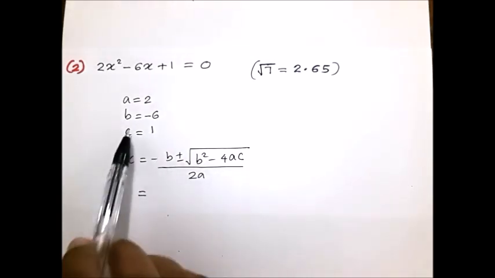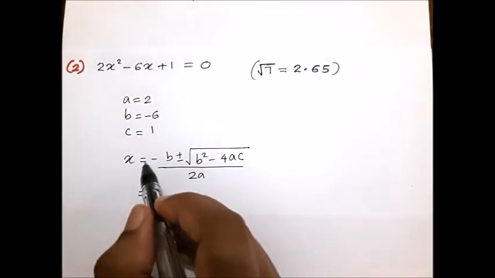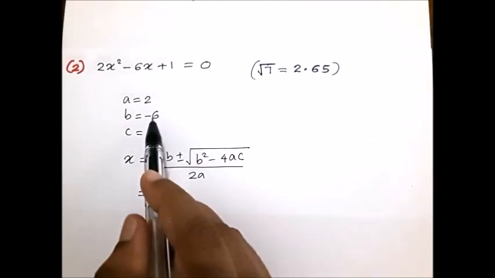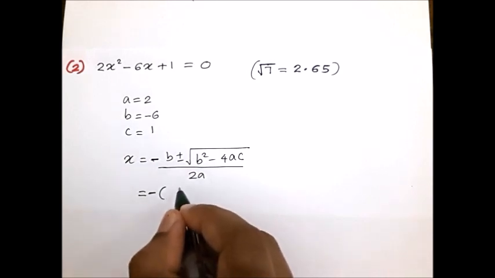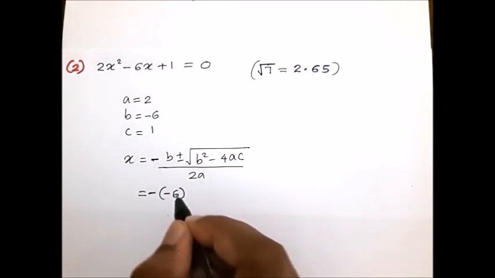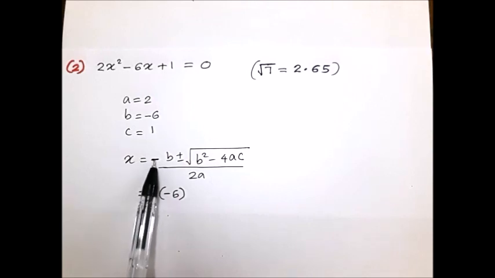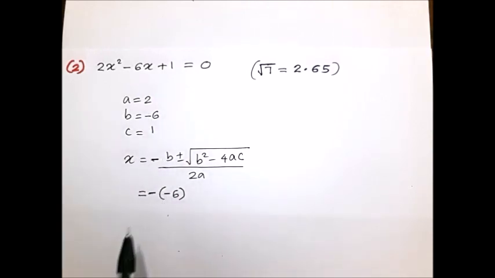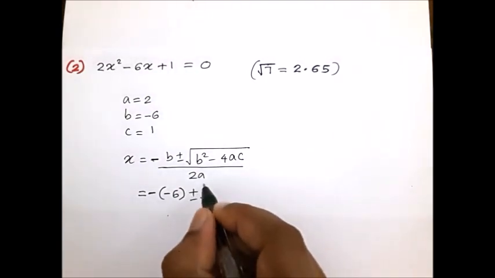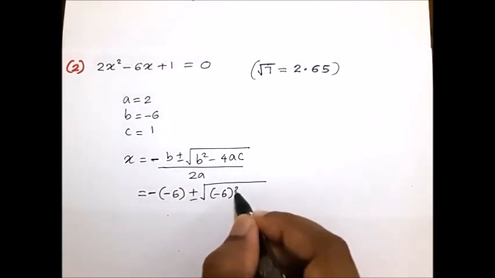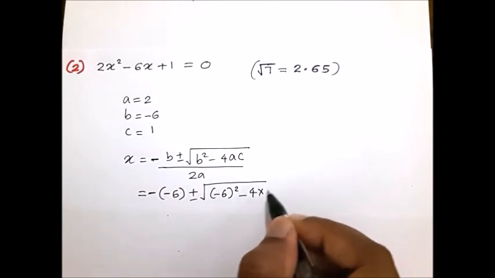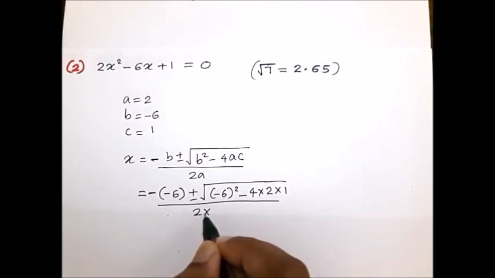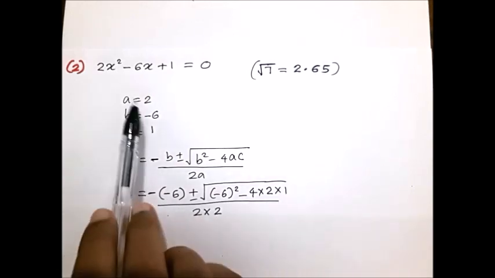Minus B. Here B is minus 6. First write this minus sign, then for B substitute minus 6. Write it within brackets. Then B squared, it is minus 6 squared. Minus 4 A, A equals 2, C equals 1. Then divide by 2A, 2 multiplied by 2. The value of A is 2.